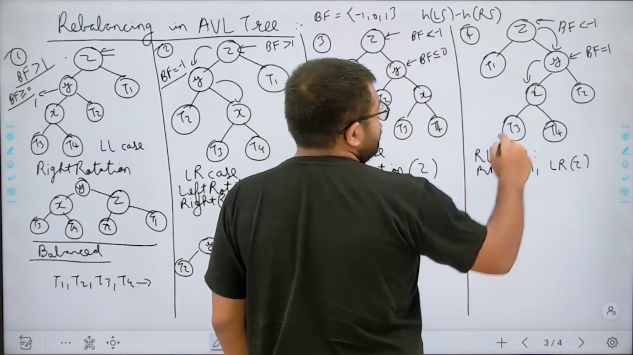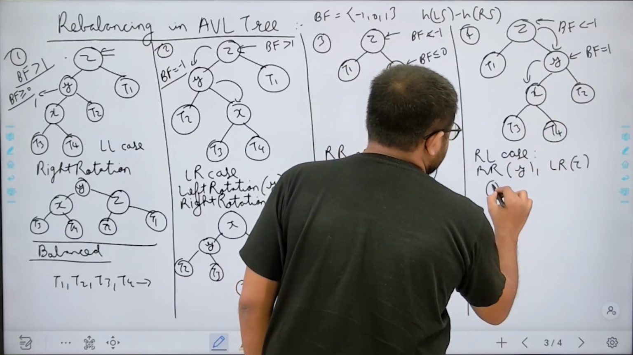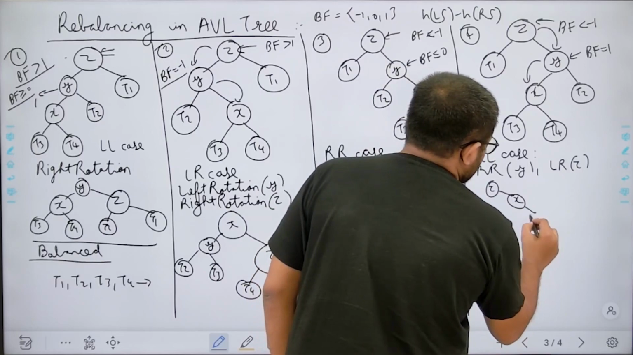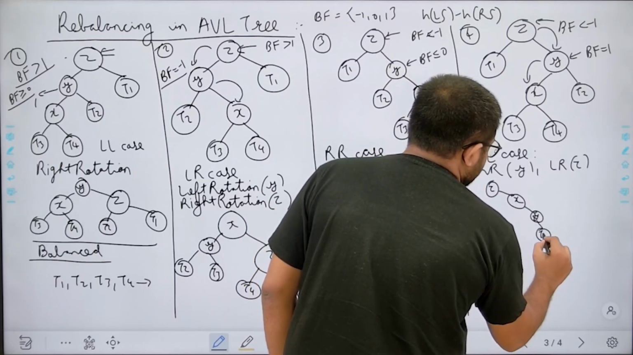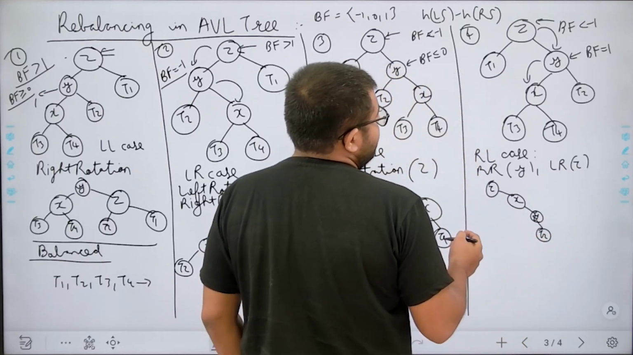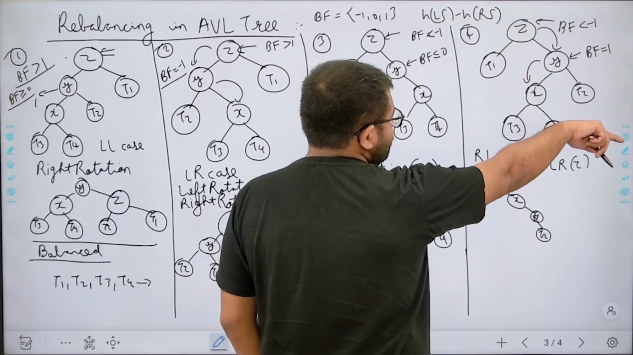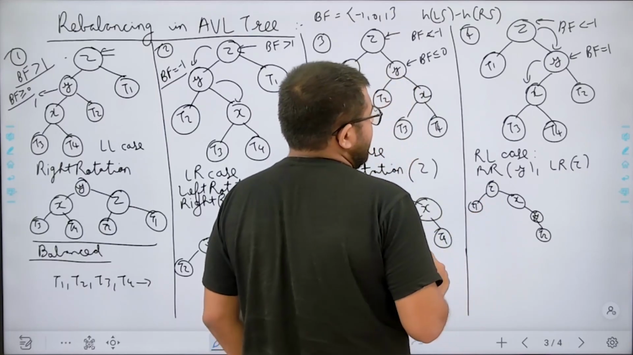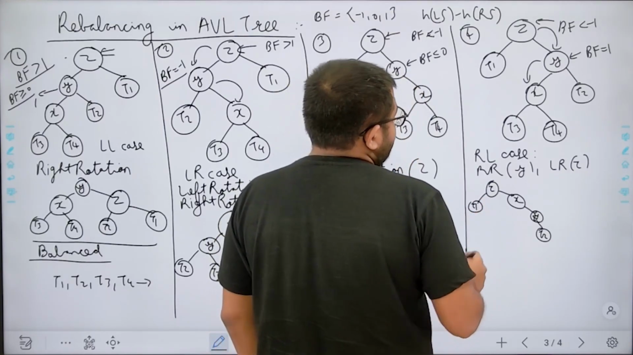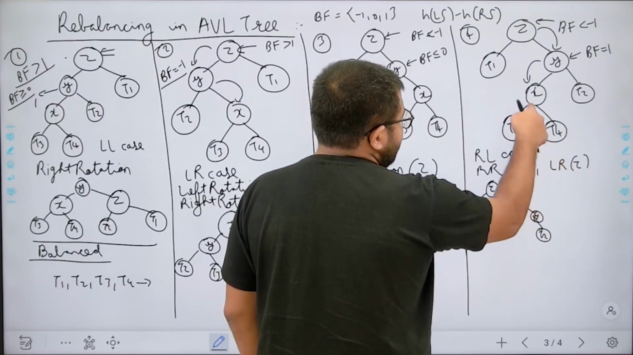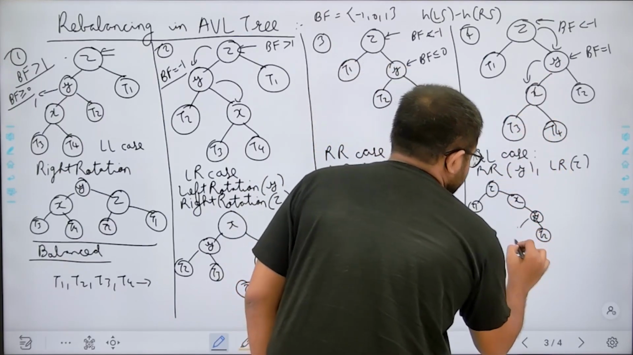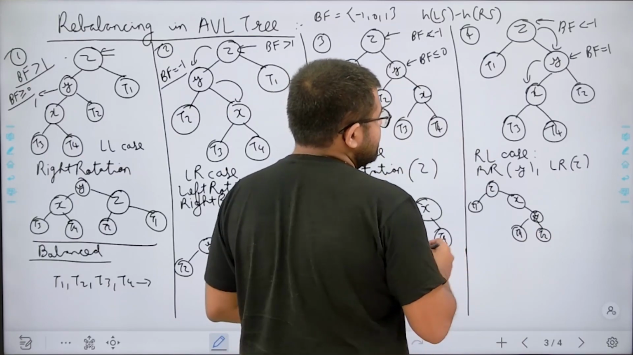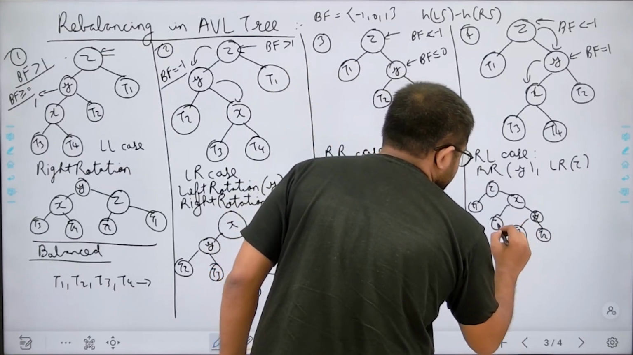So right rotation on Y, X will go here. Okay, so Z will come here, X will come here, Y will go here, T2 will be here. Then what will happen? X will go there, Y will go there, T2 will go there, T1 will be here only. And now the right child of X will become the left child of Y. So T4 will become here. It is less than Y, but it is greater than X, and T3 will remain here only.